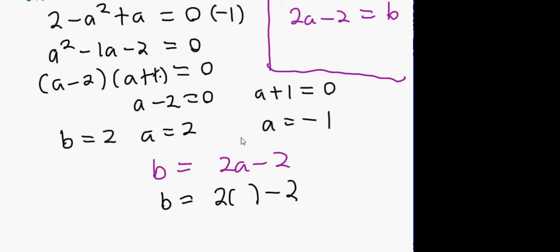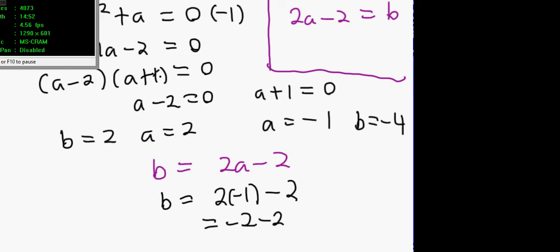Do it for minus 1 now. When a is minus 1, b is going to be minus 4. 2 times minus 1 is minus 2. Minus 2 minus 2. b equals minus 4. Okay.